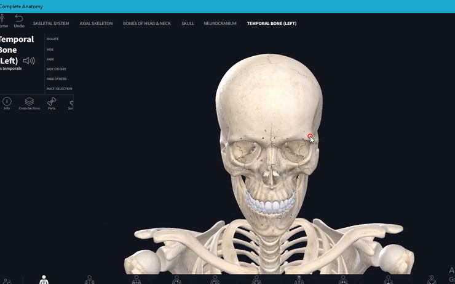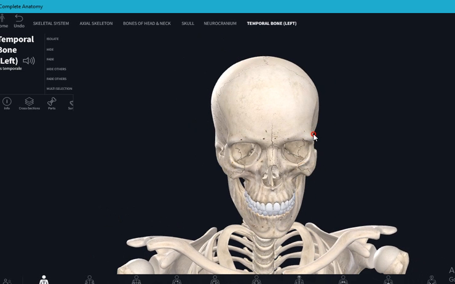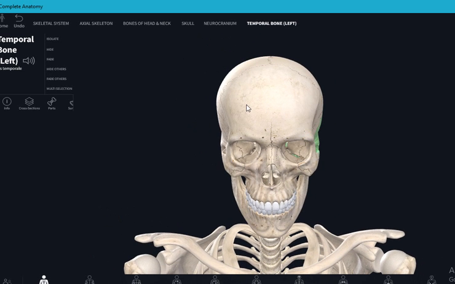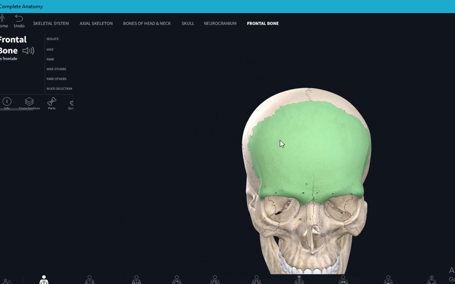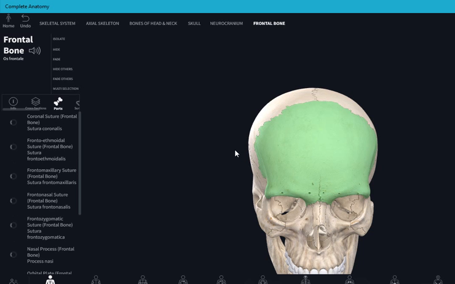So now we have seen the different views of the skull. We can now go to the study of the main bones of the head. So now let's start with the frontal bone. So, the frontal bone, let's see the parts of the frontal bone.